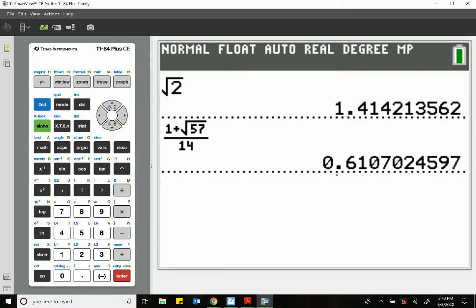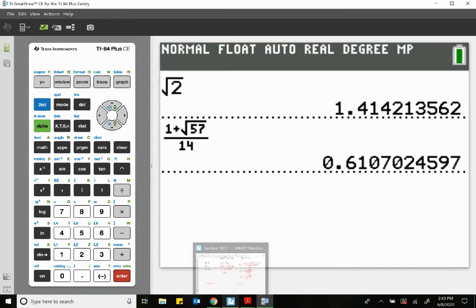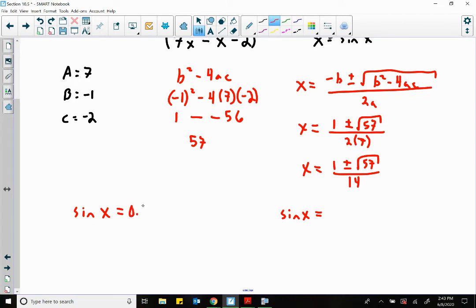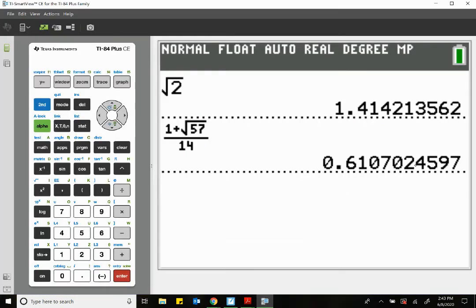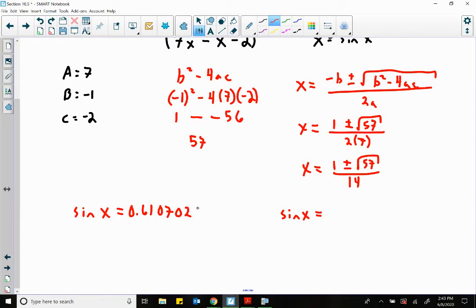And we want as many decimals as possible because we need to be exact. We're not rounding until the very, very end. And there is rounding on this one because it's not an exact answer. So we've got 0.61070 24597. Okay?